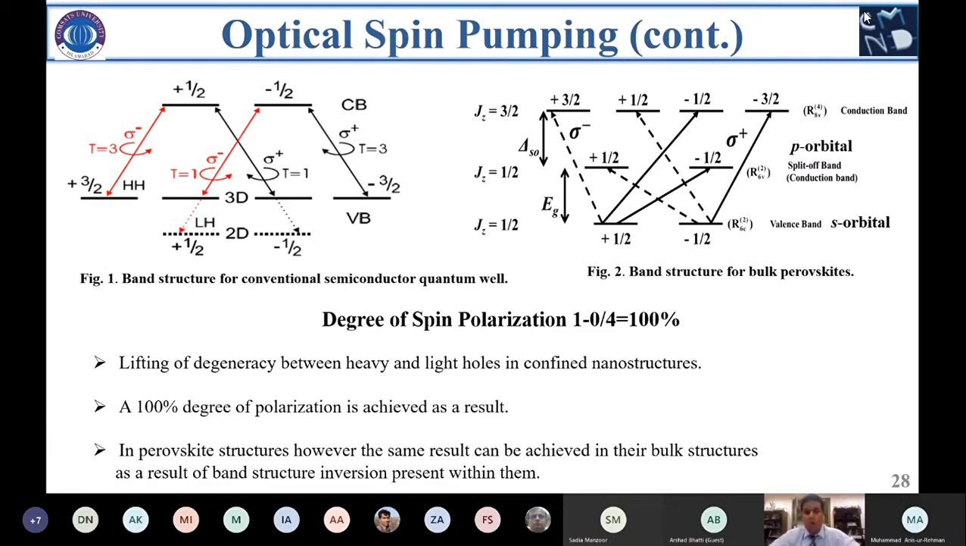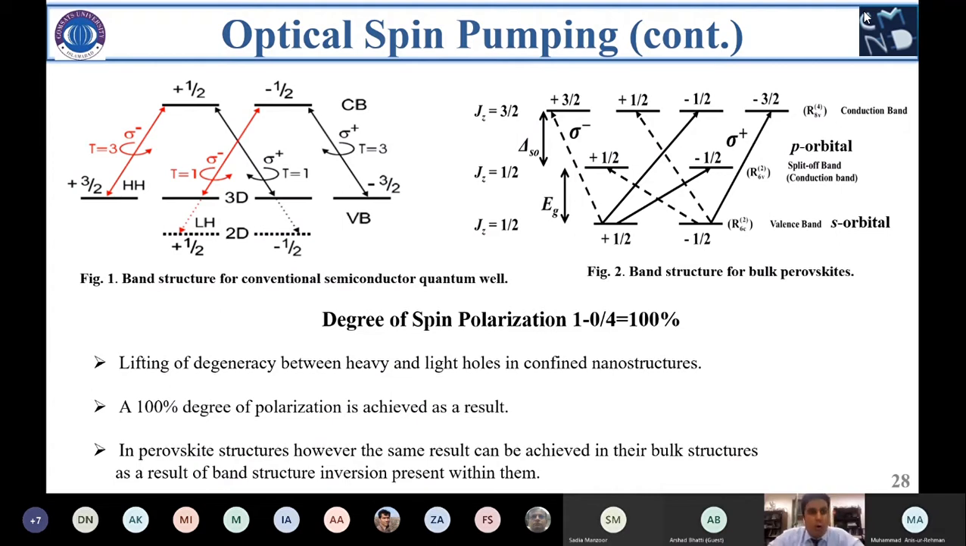What happens in a quantum well structure? In a quantum well structure, the light hole states and the heavy hole states are split due to the quantum confinement effect. So now the only transition that can take place for, let's say, left circularly polarized light is from the heavy hole state of plus 3/2 to the plus 1/2 state.